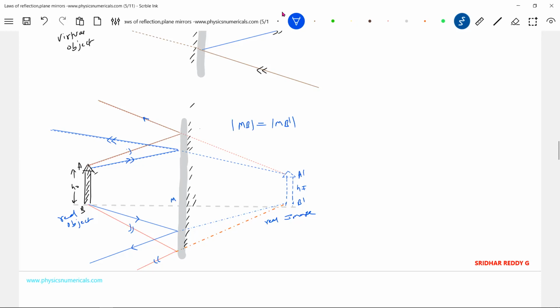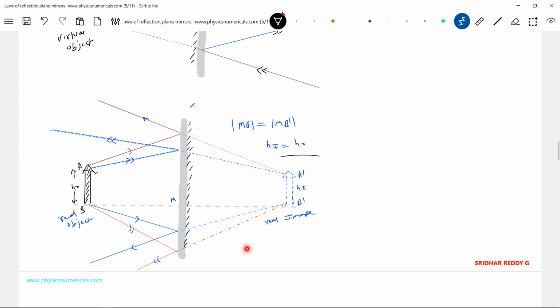What will be the height? HI is in fact equal to HO. So will it be magnified? No magnification. The plane mirror will not produce magnification. What is the conclusion? The plane mirror will not produce any magnification. It means if a person of height, say 5 feet, 6 feet, stands in front of a plane mirror, the height of his image in the plane mirror will be the same.